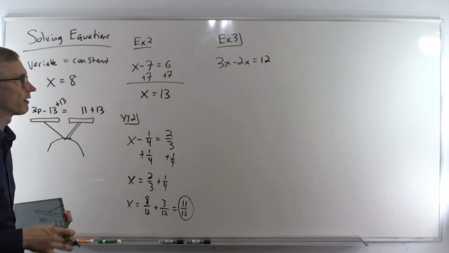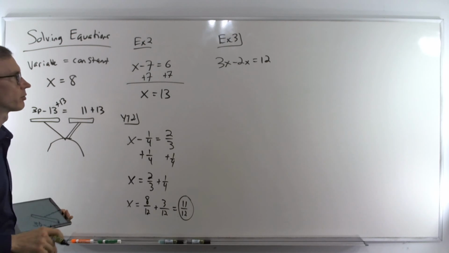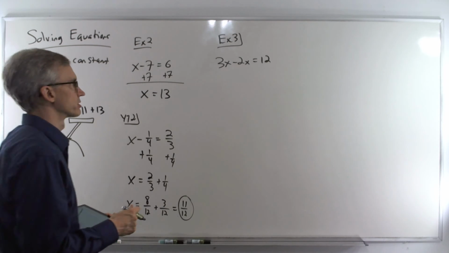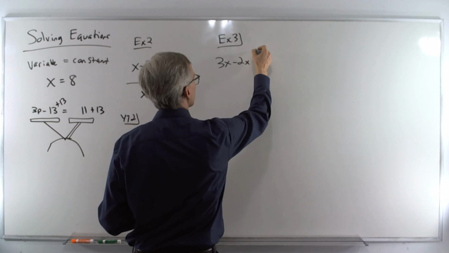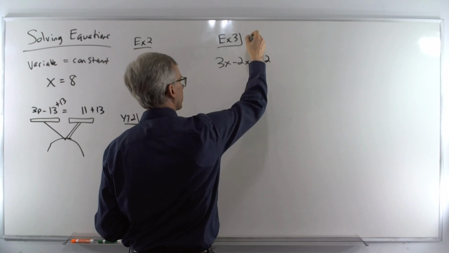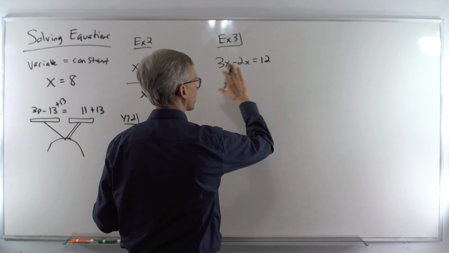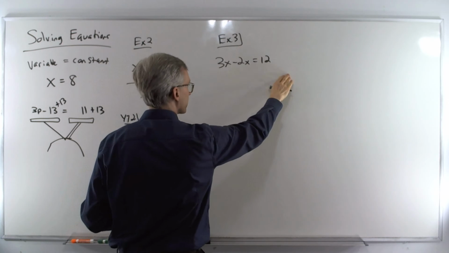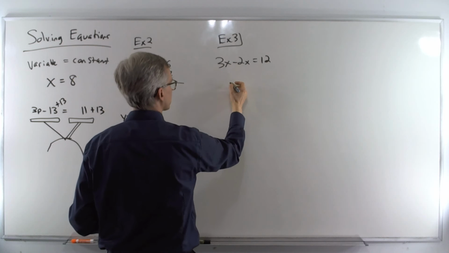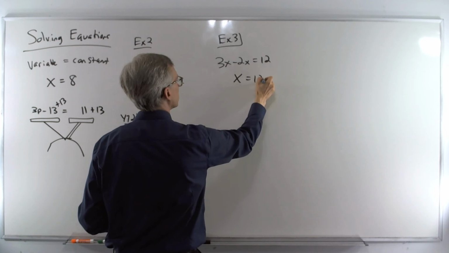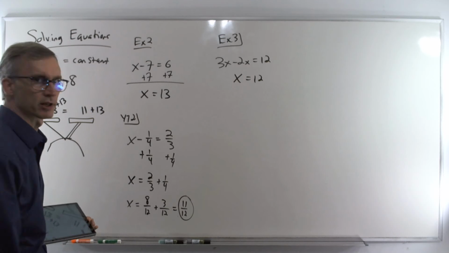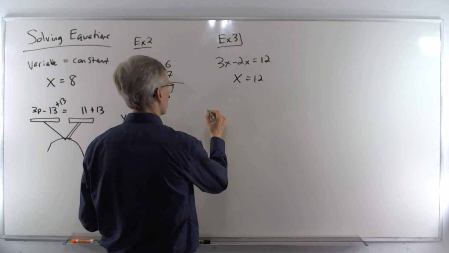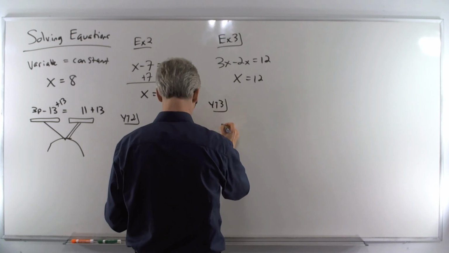Now sometimes we're going to have like terms on one side of the equation. If you see that, we're going to simplify that side of the equation. Right? So think of this equal sign as being a big divider. When we start simplifying, we're not going to cross the divider. We're going to simplify this side separately from this side. So 3x minus 2x is a single x. And as it turns out, that solves the equation. Your turn, number 3.